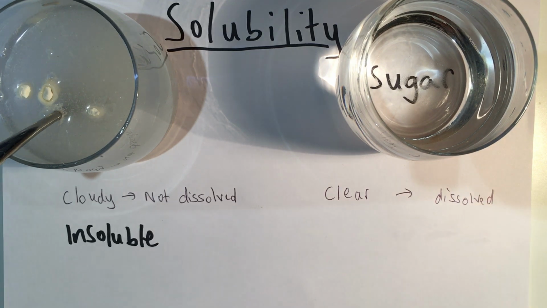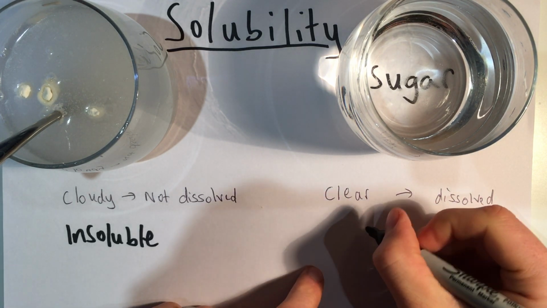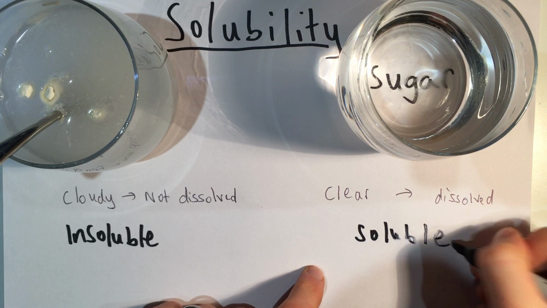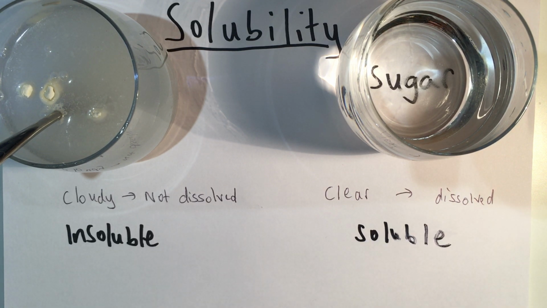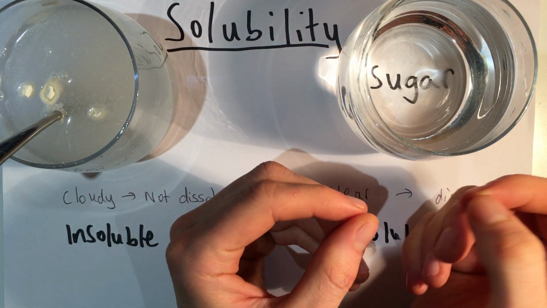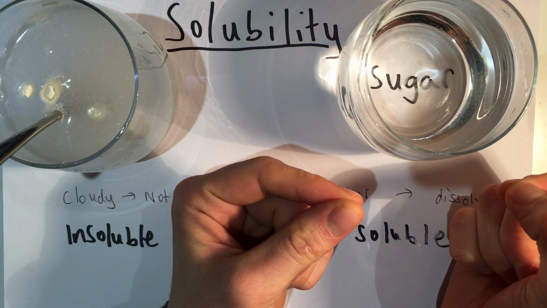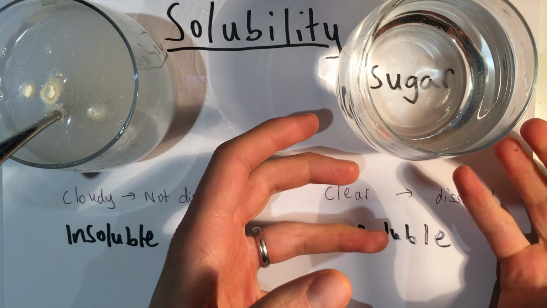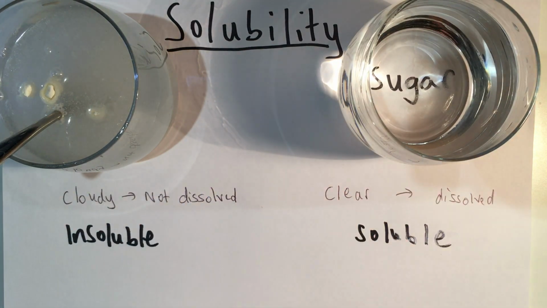Therefore, we call the sugar soluble. It means that it does dissolve. And what happens when it dissolves is those sugar particles will break down into smallest molecules, and those molecules of sugar will interact with the water, they'll form bonds with the water, and we've got our clear solution.